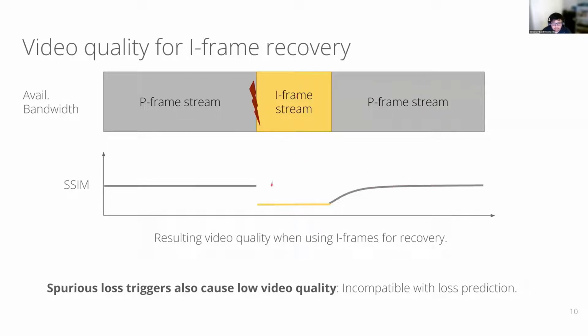Now, the problem with this approach is that you have this drop in quality, as well as a drop in quality after loss recovery, which sustains for a while. The second issue is that if you wanted to reduce the one round trip penalty by using techniques like loss prediction, if you have a false loss prediction, you will still incur this video quality penalty, which means that iframe-based recovery is not compatible with loss prediction.